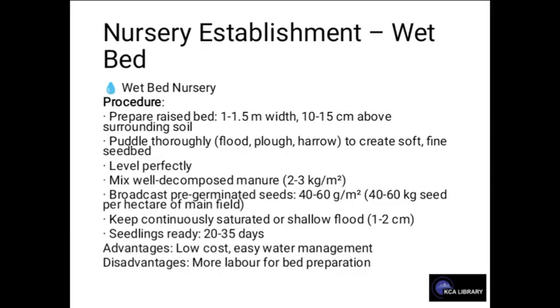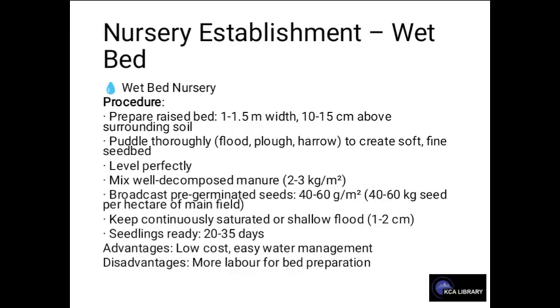Let's start with the wet bed. This is the most common for lowland rice. First, prepare a raised bed about 1 to 1.5 meters wide and 10 to 15 centimeters above the surrounding soil. Then puddle thoroughly. Flood, plow and harrow to get a soft, fine seedbed. Level it perfectly. Mix in well-decomposed manure at 2 to 3 kilograms per square meter.